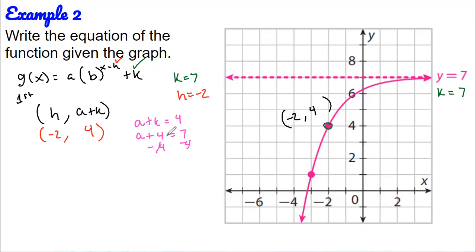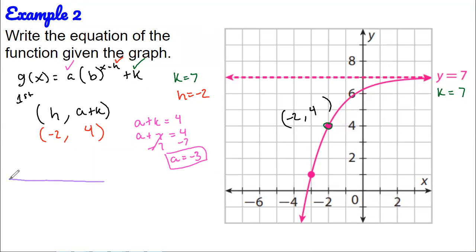-4. Therefore a equals... oh no, wait. I have it backwards, guys. Sorry. There you go. I wrote the first equation right. I substituted it incorrectly. Let's see. We have -3. Okay, so we have a equals -3. Check. Now we're missing our b.